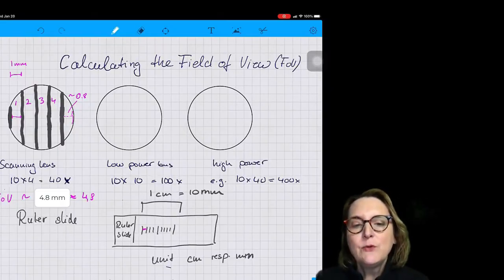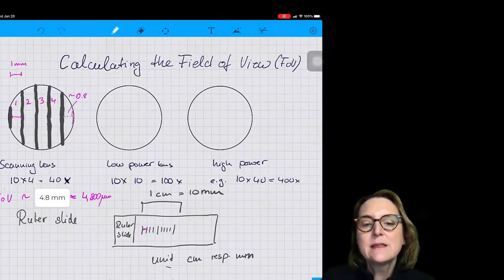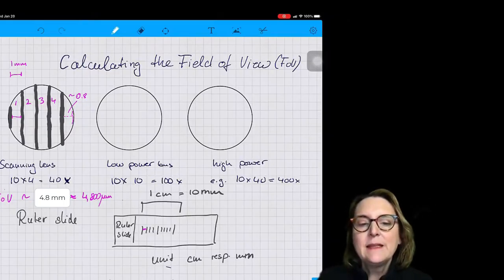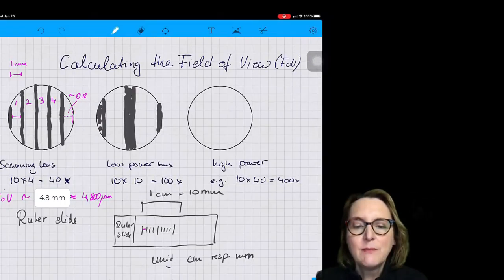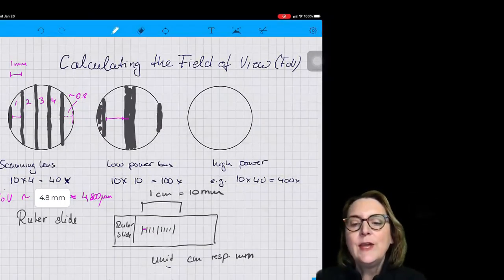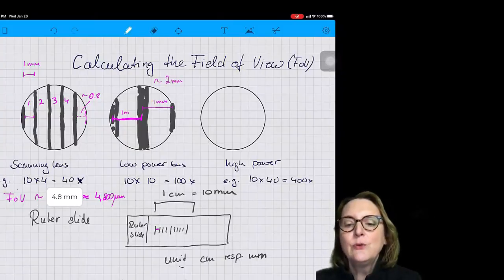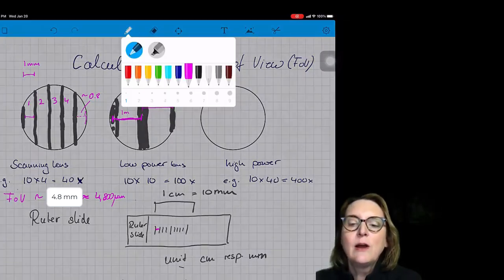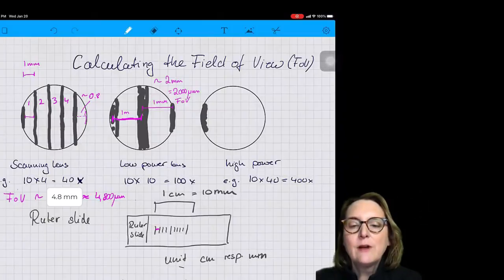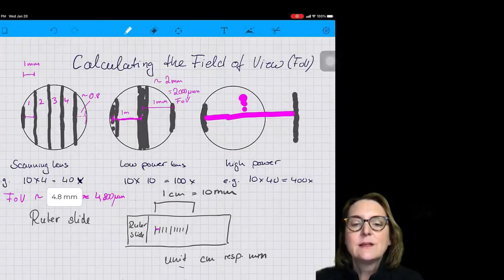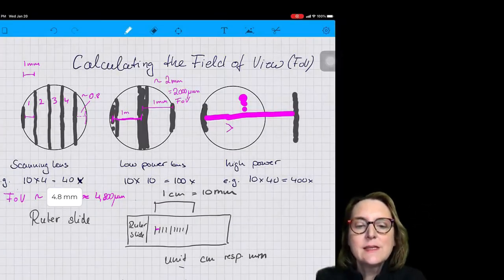When I move to the low power lens, I can still measure my field of view. In this case, I had a field of view of about 2 millimeters or 2000 micrometers. When I switched to the high power lens, I could see that my field of view was less than a millimeter, maybe approximately half a millimeter or 500 micrometers. However, I cannot exactly measure that with this type of ruler slide, but I can calculate the field of view. And this is what we're going to learn today.